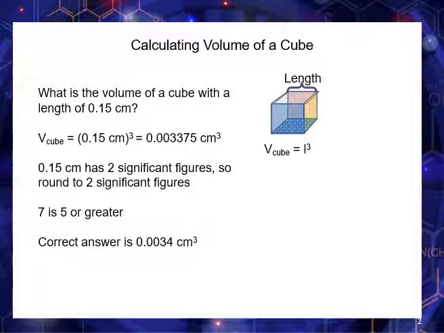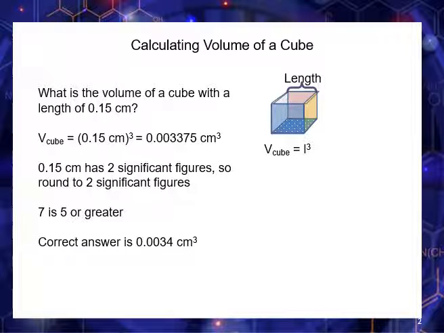The volume of a cube will be the length cubed because each side of a cube is the same length. The length of the cube is 0.15 centimeters. You will cube that, which equals 0.003375 cubic centimeters.